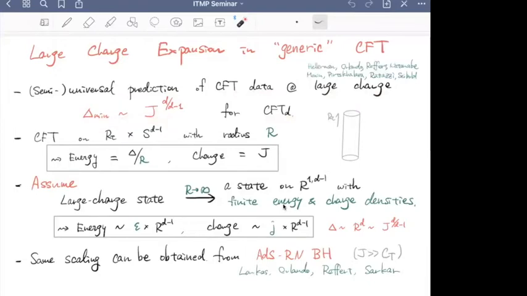The idea is to first consider conformal field theory defined on the cylinder. So you consider radial quantization and view this radial direction as time. And then the space is S^(D-1), and in particular, we pick the radius of this sphere to be R. Then, just from dimensional analysis, you conclude that the state due to this operator should have energy delta over R, whereas the charge of the state is the same as the charge of the operator, which is J.